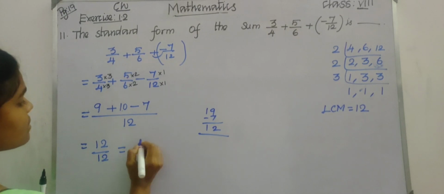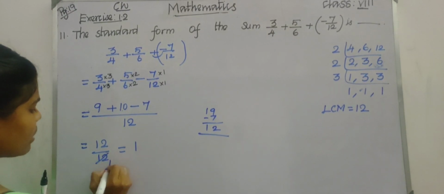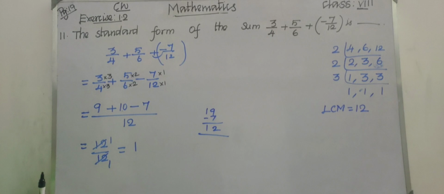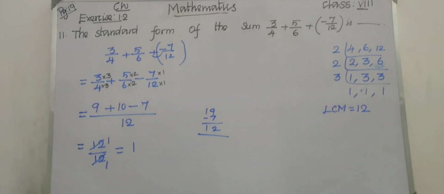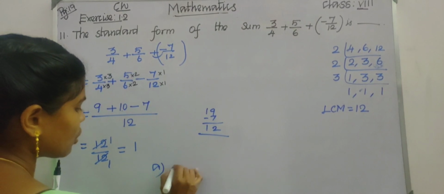So what is the answer? 1. Okay, 1 12 is 12 and again 1 12 is 12. So we got the answer as 1. Okay, option A is correct. Option A, 1 is the answer.